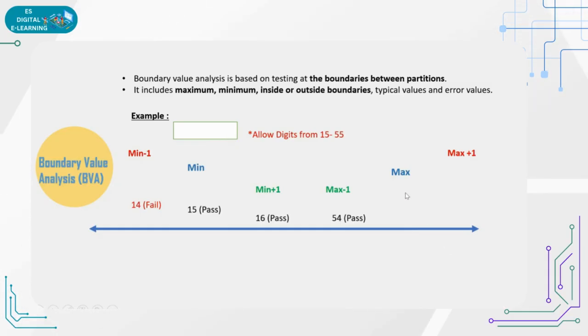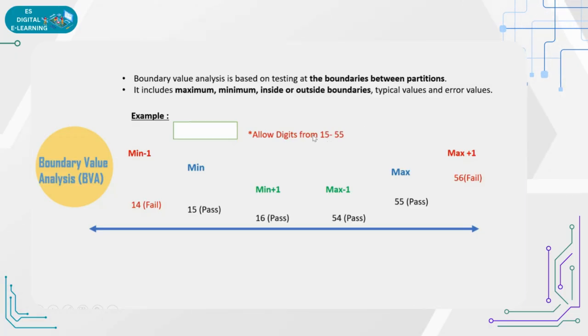Similar in the box. And here, if I give 55 again, it is a pass. And Rajesh, if I give 56, what will happen? Is it a pass or fail? Negative. Maximum +1 is positive. Okay. So the range is only from 15 to 55. You need to give values within that range only. You cannot give values outside it.